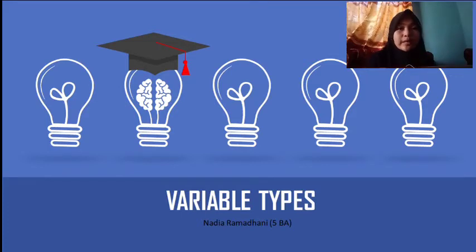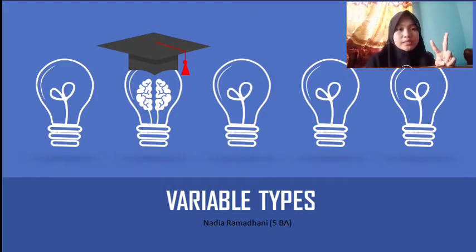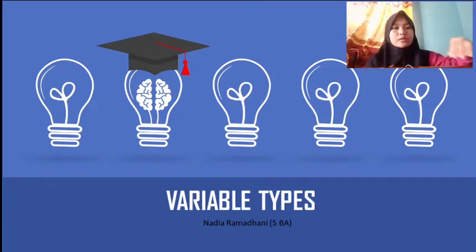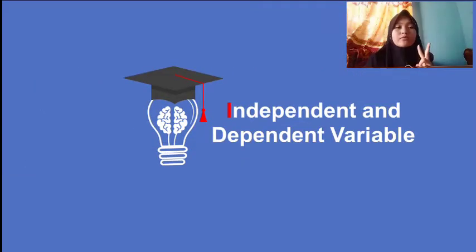Today I'm going to explain about variable types in research. Before going further to the two kinds of variables in research, let us first know what a variable is. A variable is the thing that we measure, control, or change in our research, expecting it to have an effect toward the results that we want to happen in our hypothesis.